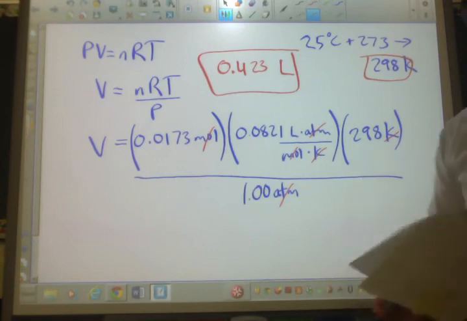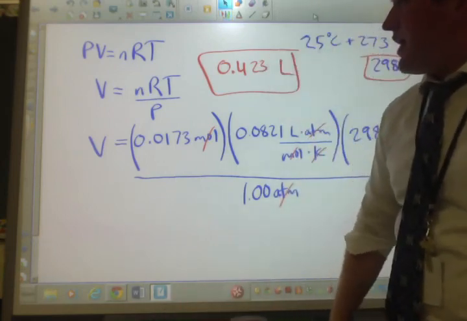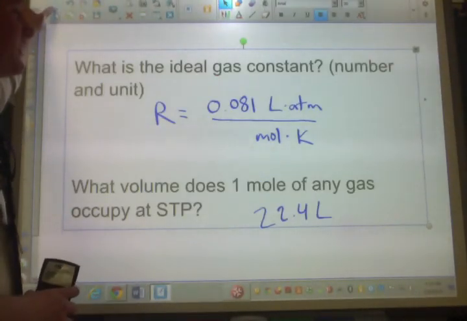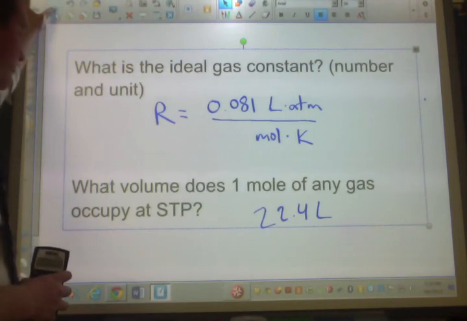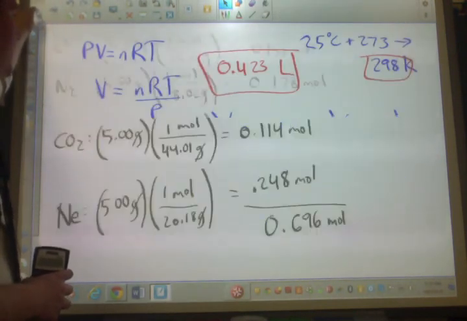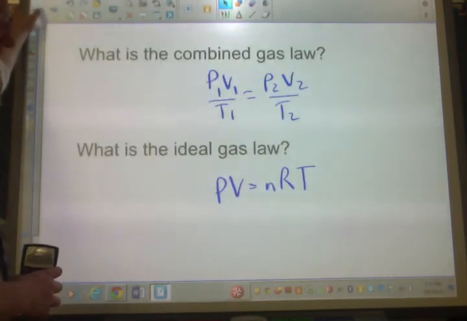So continue working on these problems. Keep in mind the 5 questions on the quick quiz. You need to know: what is the ideal gas constant? What's the volume of 1 mole of any gas? What are the conditions for STP? And I think I may have deleted or worked through one of them. Here we go. Combined gas law and ideal gas law.